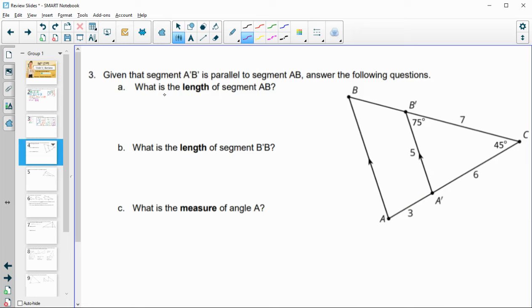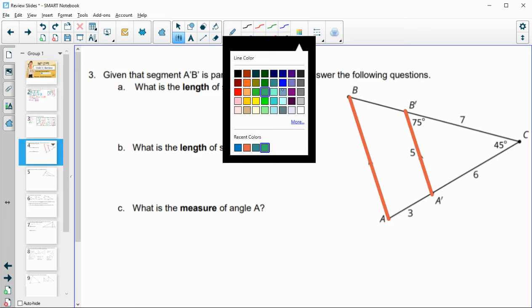Number 3, given that segment A prime B prime is parallel to this segment, answer the following questions. And we saw those little arrows on there for parallel as well. So what is the length of segment AB? Now we need to look for the scale factor in order to figure this out.